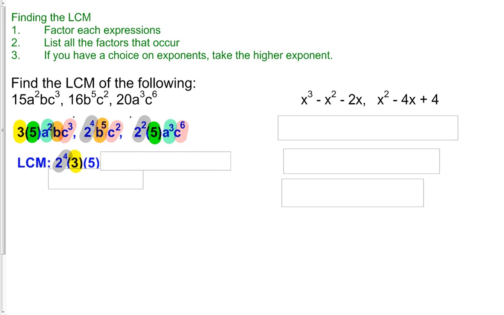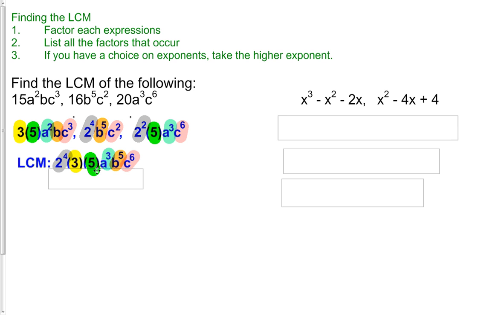5, again, highest power was to the first power, so just leave it as is. A cubed, we had 2 sets of a's. The cubed was the higher power than the squared, so put that in there. Look at our b's. We have b to the fifth was our highest power of b. And our c to the 6 was our last one. We had c's in all expressions, but 6 was the highest power. So we'll get that c to the 6 in there.